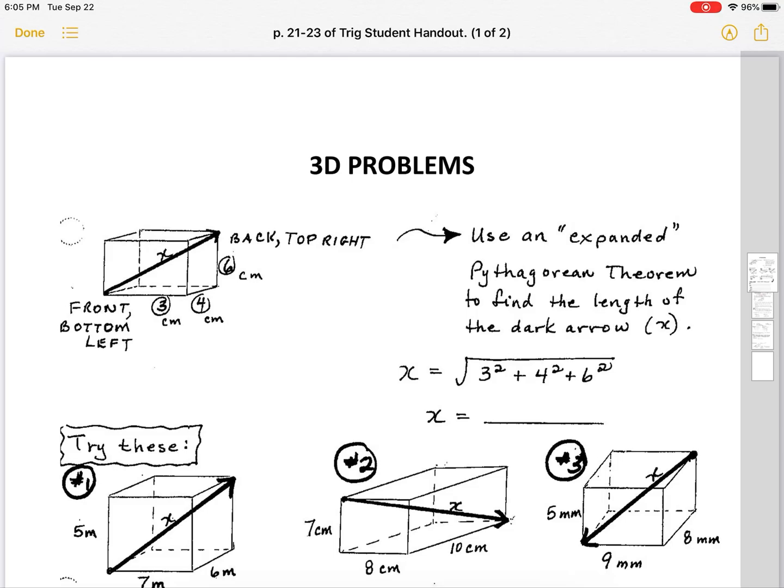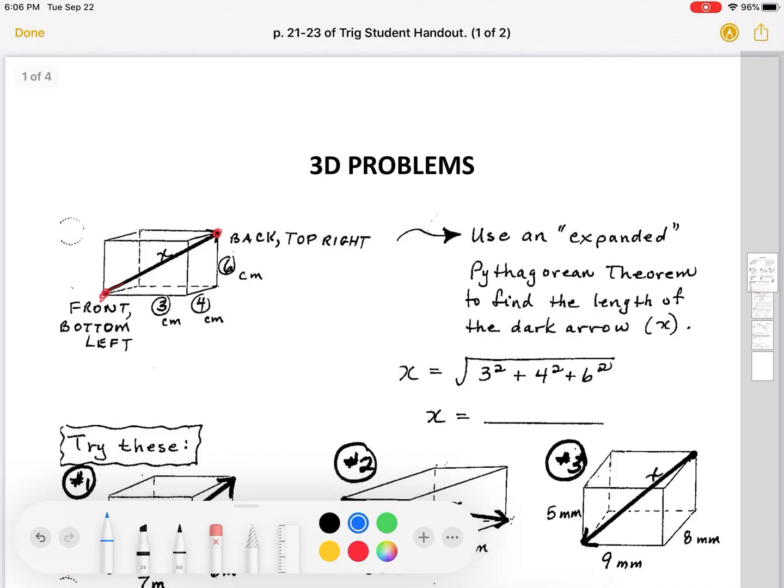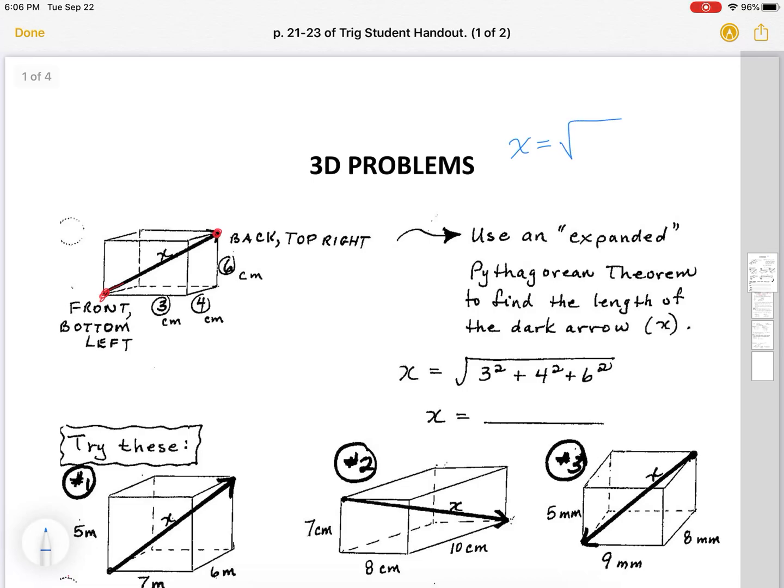Okay, so this is our last new topic, 3D problems. So it's taking our trig one step further and starting to talk about three-dimensional problems. Now, there's a cool trick that happens when we have a box-like shape, and we're going in that box-like shape, we're going from one corner across the box to the other. We can use the following formula to figure out the length of x.